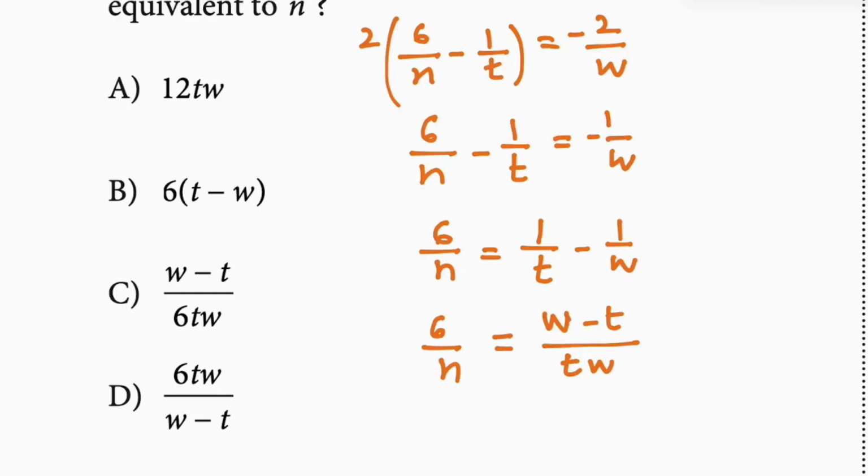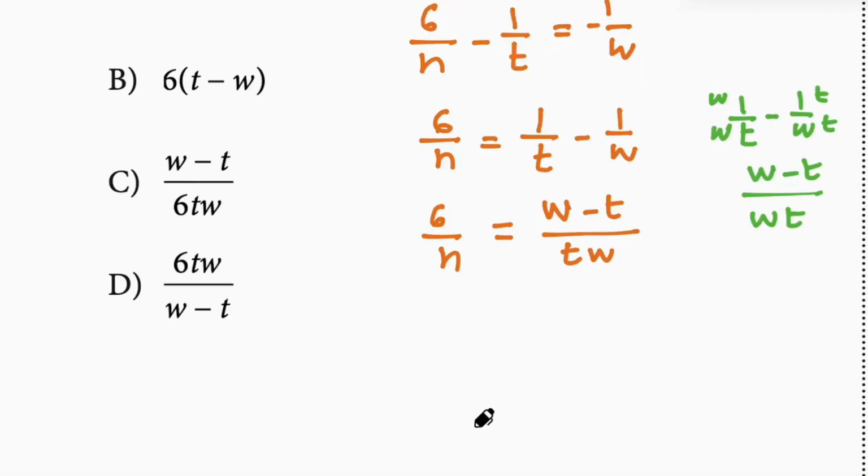But if you want to do it by making the denominator the same, just multiply by t on both sides on this one, and multiply by w on both sides on this one. So this will make the denominator the same, and w minus t is the numerator now. This is one way, this is another. Use whichever you are comfortable with.